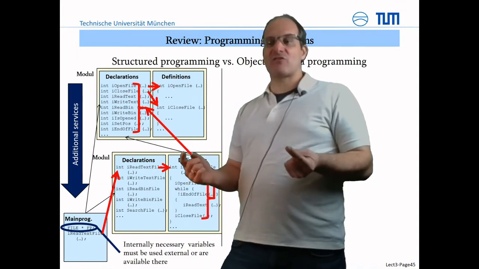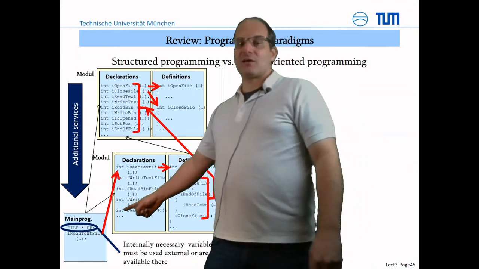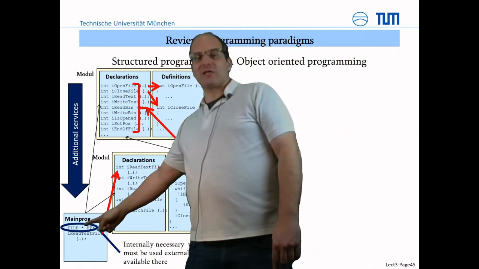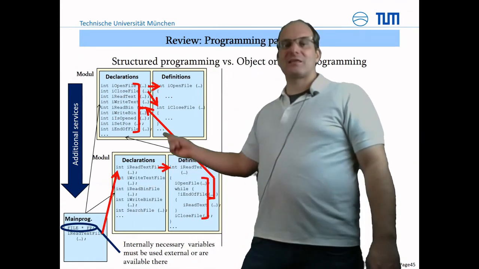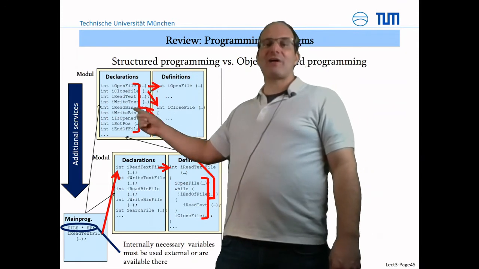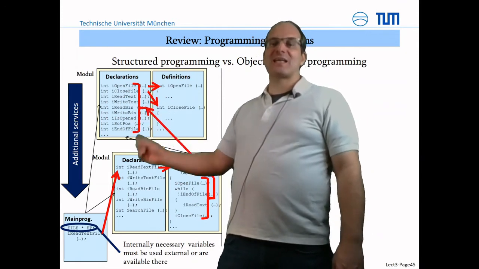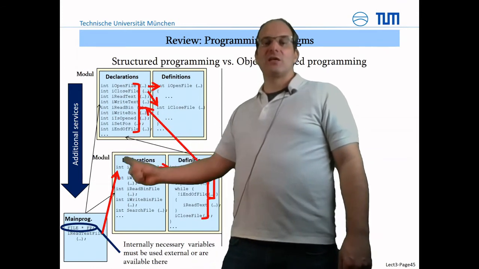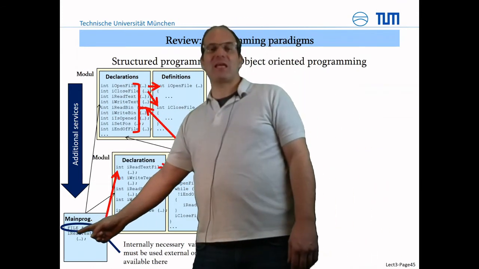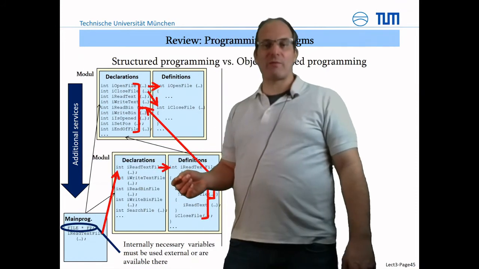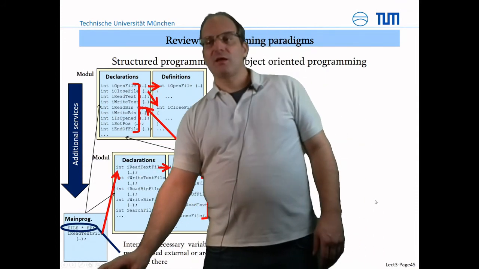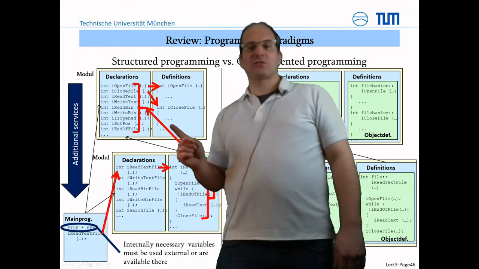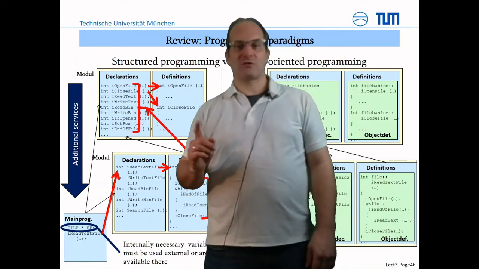Internally necessary variables are usually seen also externally. So this means that if you have a file pointer which represents the access to a file which is required here, you will always have to keep it in something like a global memory. And this is the difference to object-oriented programming.